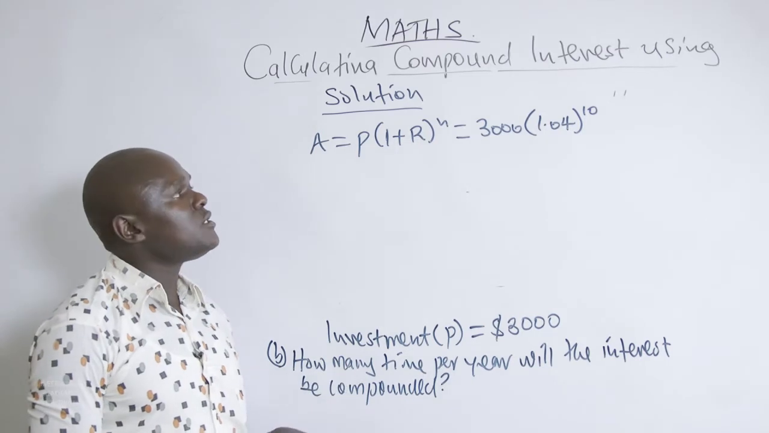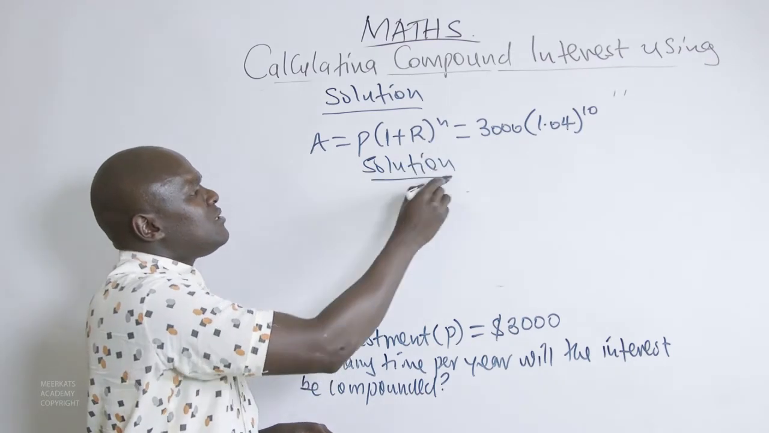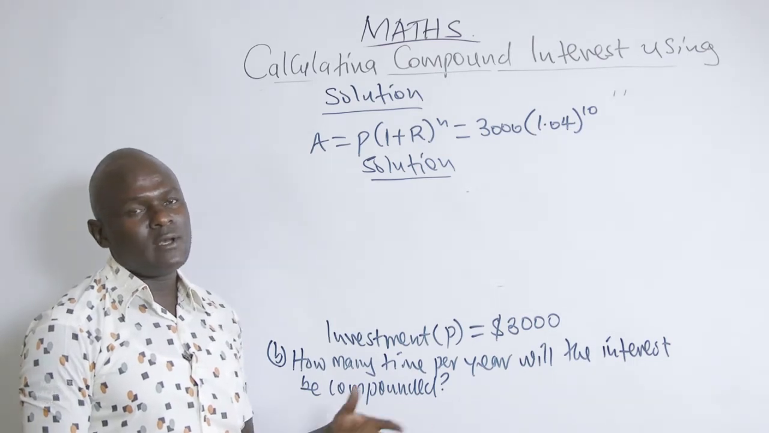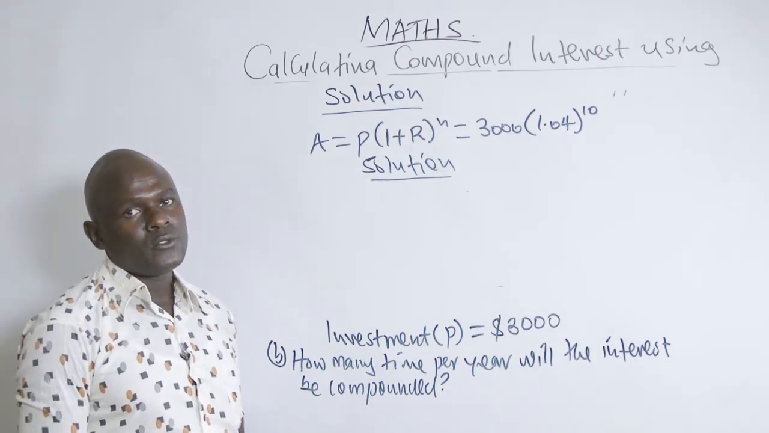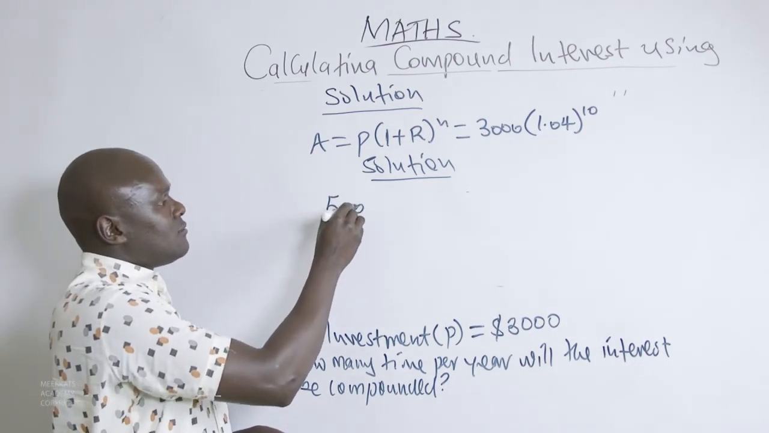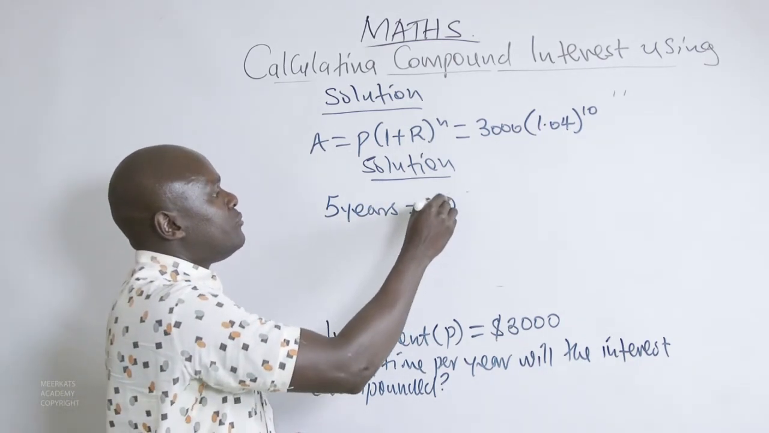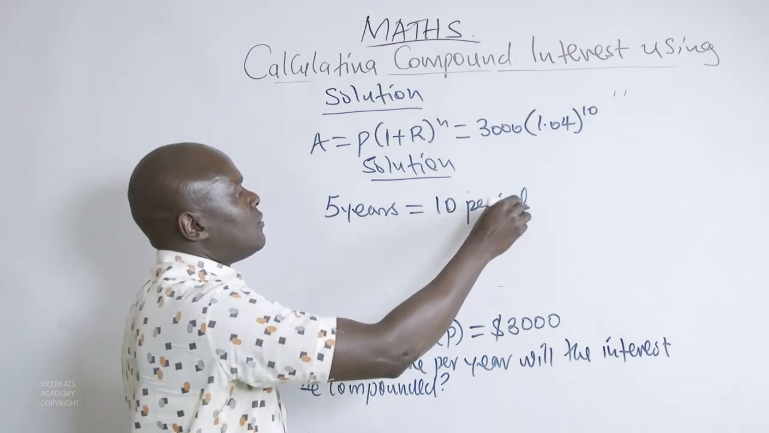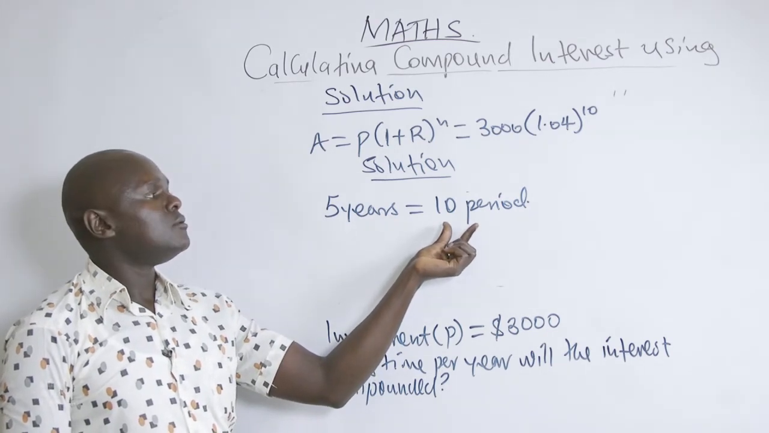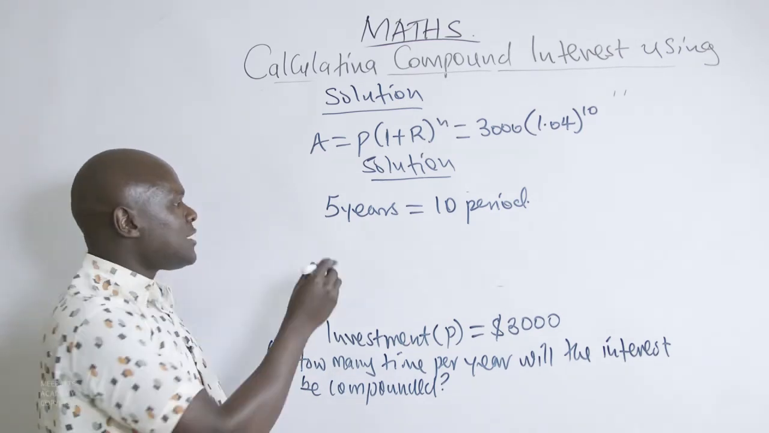We are told from the question that she is intending to invest this amount over a period of 5 years. So how many times per year? It means in 5 years, she is going to have 10 periods. And this means that in 5 years, we are going to have 10 compound interests.